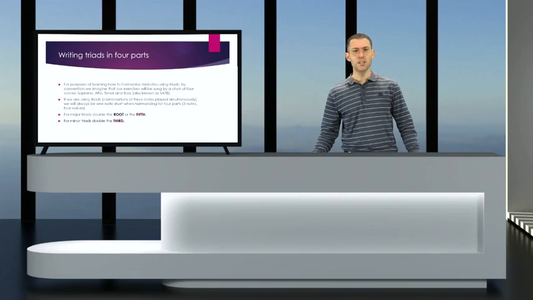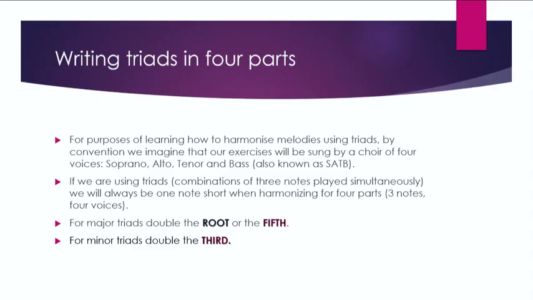If we are using triads, the combination of 3 notes simultaneously, we will always be 1 note short when harmonizing for 4 parts. So we've got 3 notes, but we've got 4 parts. So we're going to have to double notes occasionally. When you are using major triads, we double either the root note or the 5th note. And I'll show you how this is done.